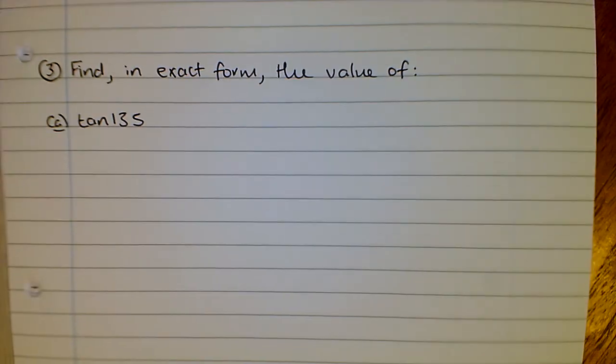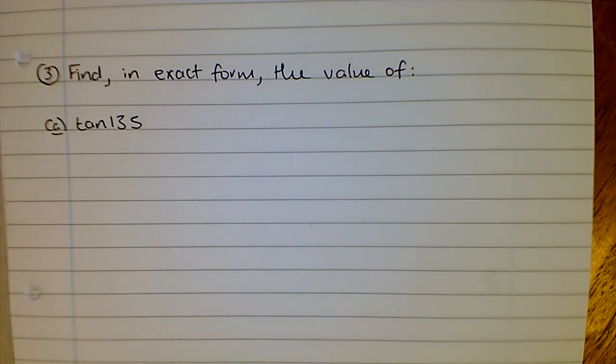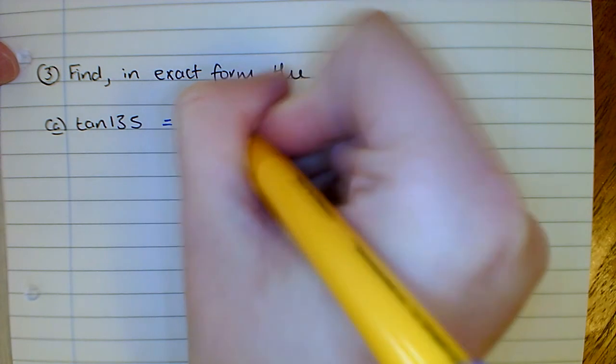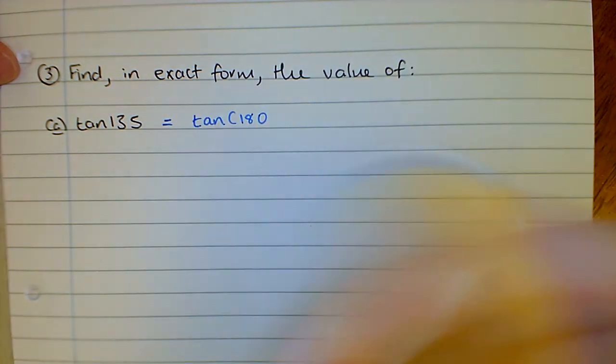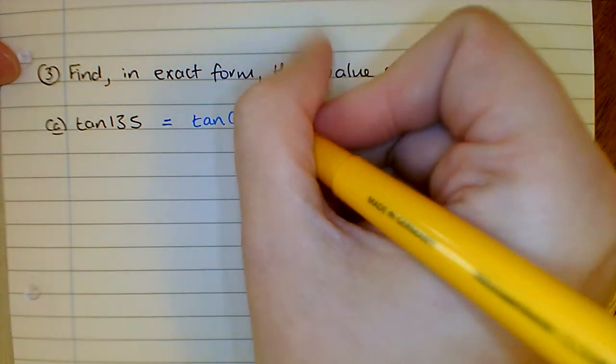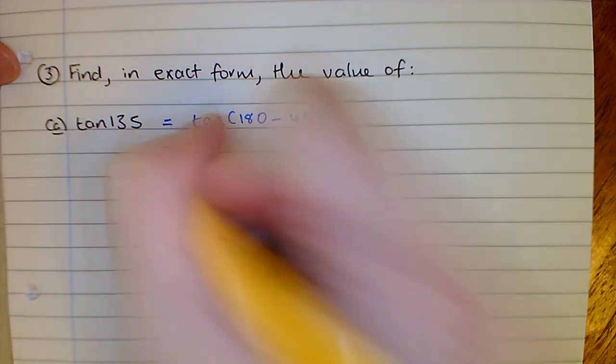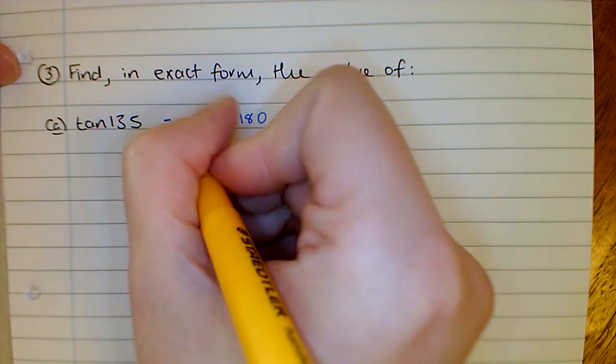Okay, next one then. Find in exact form the value of tan 135. Now, the great thing about these questions, we can check the answer in a calculator. Now your calculator in math mode does this for you, but it could still come up on the exam and you have to show the working out. So we can write 135 as 180 minus 45 and then put it into our compound angle formula.